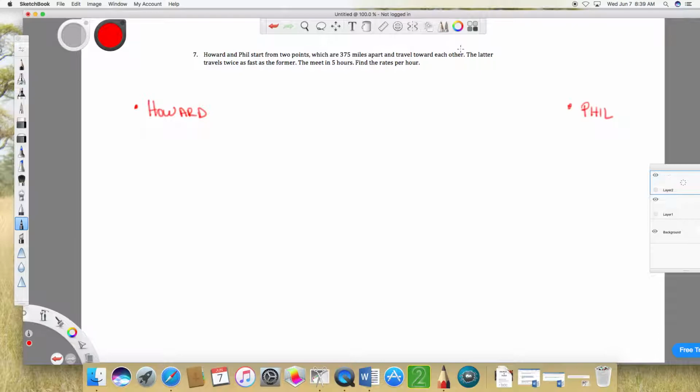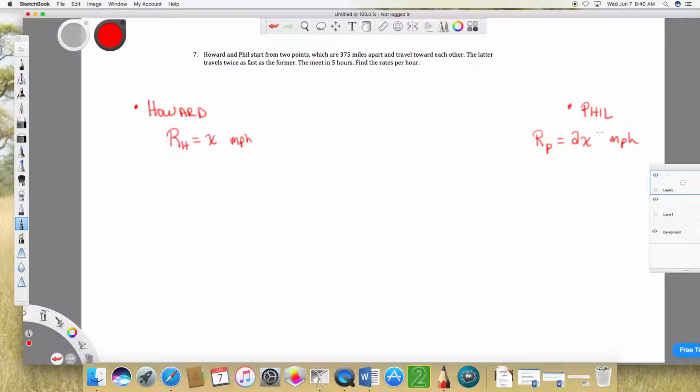Let's look at this. The latter travels twice as fast. The latter is Phil, so Phil is traveling faster. So to avoid a fraction, what if I let Howard's rate be x, and that's in miles per hour. The latter is Phil, so Phil's rate is twice as fast as Howard's rate. So if Howard is traveling x miles per hour, then Phil is traveling 2x miles per hour.